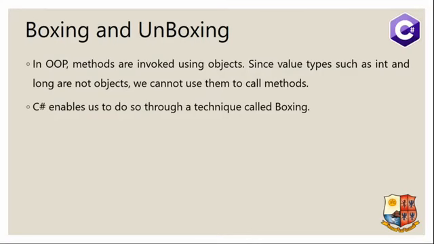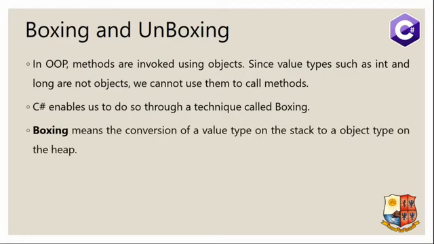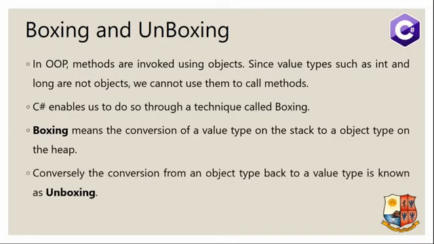I just want you to remember the keyword I'm using. This word is a little bit unique to C Sharp, but the concept is available everywhere: boxing and unboxing. So what do you mean by boxing? Conversion of a value type on the stack to an object type on the heap is called boxing. The reverse, converting what is inside an object back to a value type, is called unboxing.